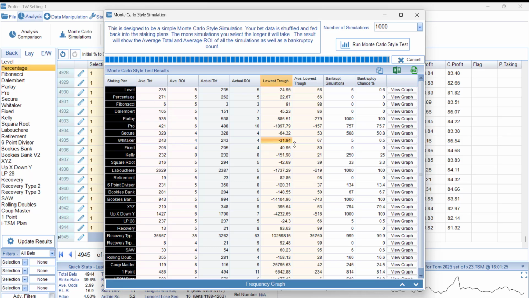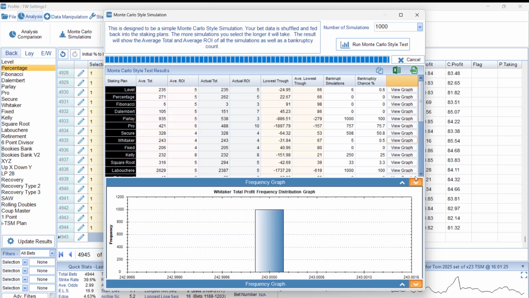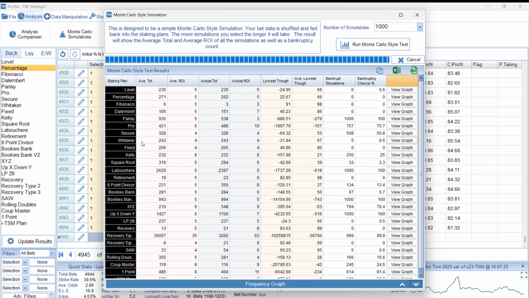With Whitaker staking, it's also needed a refill once there. But these Whitaker stakings were done with an ELS of 5 and a bet number of 1,000, and we have 5,000 bets here. So that's why that didn't work. I should probably change the settings on that to 5,000. What else do we have?